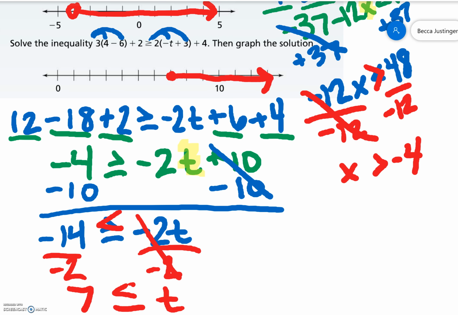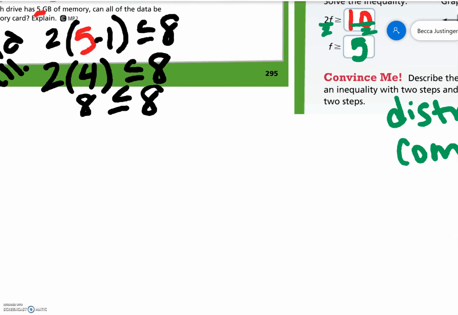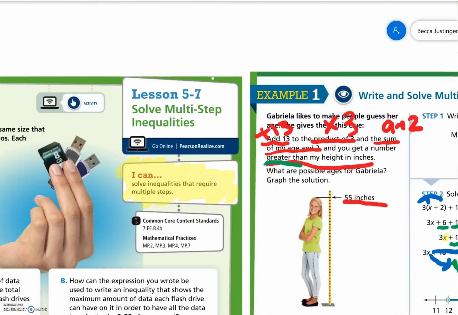All right, 7th grade, let's say it. I can solve inequalities that require multiple steps. Have a great day.